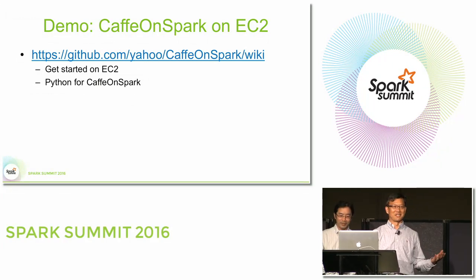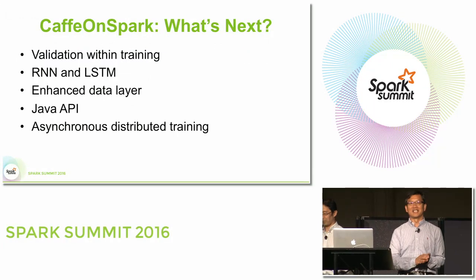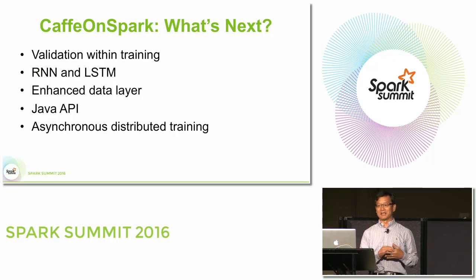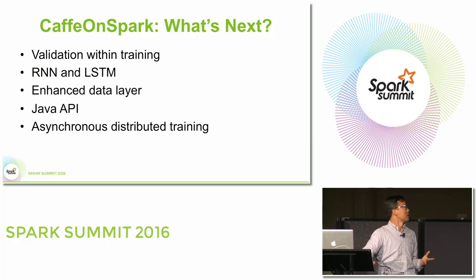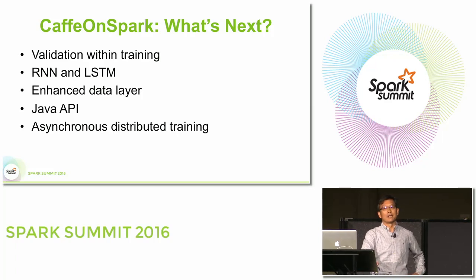So, CaffeOnSpark. I think we believe it's a good starting point to bring deep learning onto Spark. In the coming weeks, we're going to introduce more capability into CaffeOnSpark. For example, we heard from our user communities that they really want to do validation during the training. So in the next 2 weeks or so, we're going to introduce those features. Soon after that, we will have LSTM support in CaffeOnSpark as well. Then some other additional capability will be introduced later on.